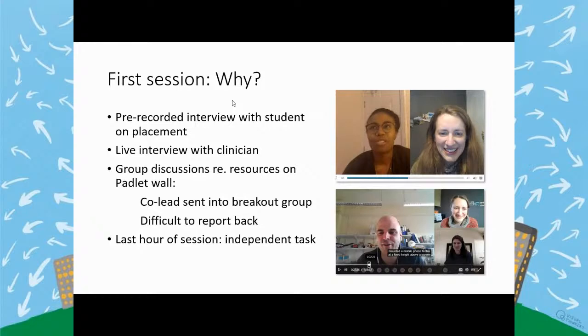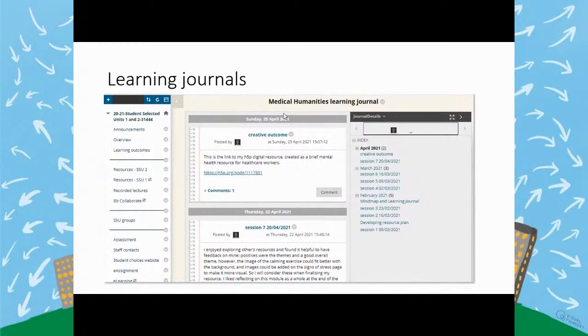And then the final hour of the session we set aside for an independent task, and that was to update their learning journals. And this is something we've always done in the module. So we get students to reflect on their learning each week and write about it in a Blackboard journal. And we can see in Blackboard when new posts have been added. And at the end of the hour, there were exactly no posts in the journals. So it felt like that hour didn't quite work as we wanted it to.